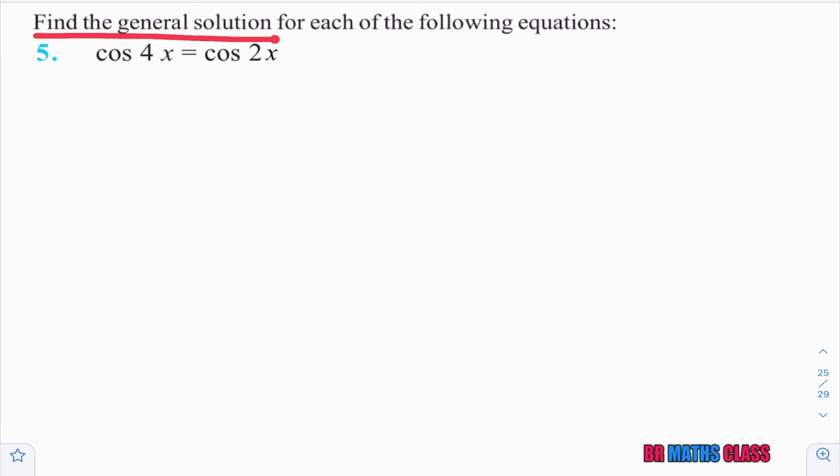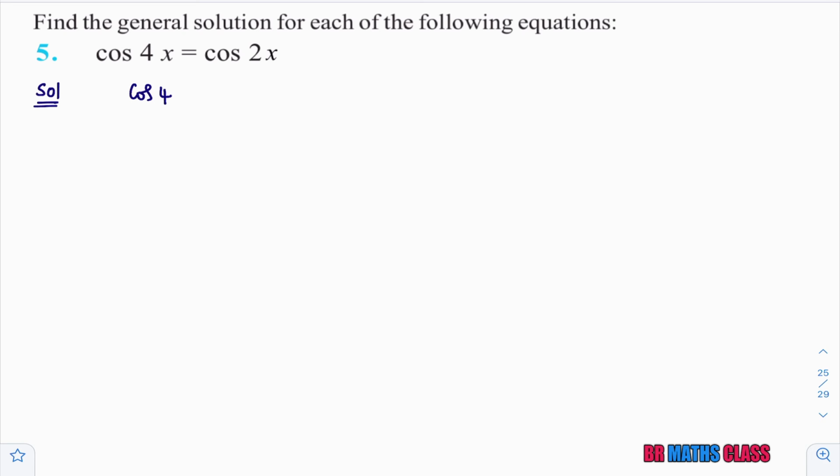Find general solution of each of the following equations. You observe, this is the question. Here, don't try to prove that LHS equal to RHS. Whenever we find solutions, we will use the complete trigonometric equation. Okay, so to solve this, first I'll take the given trigonometric equation.